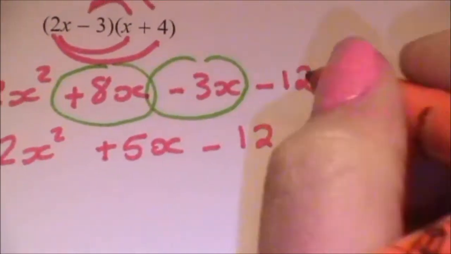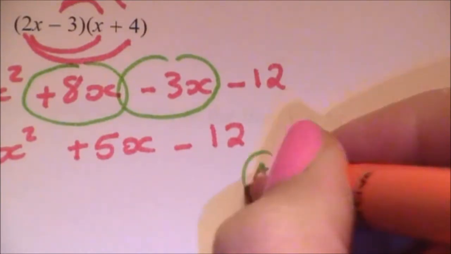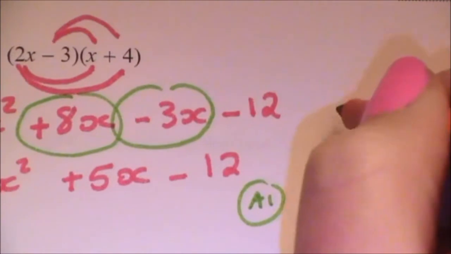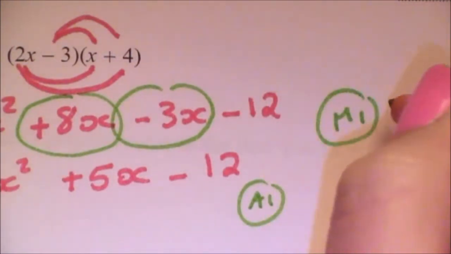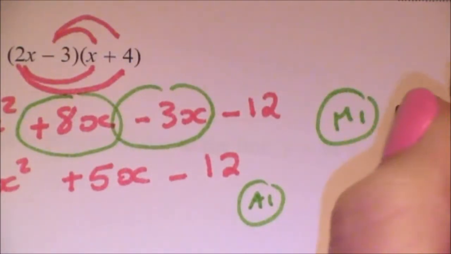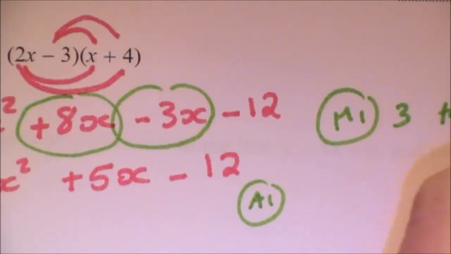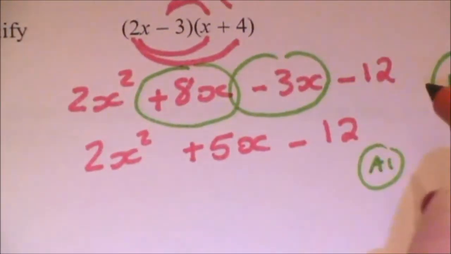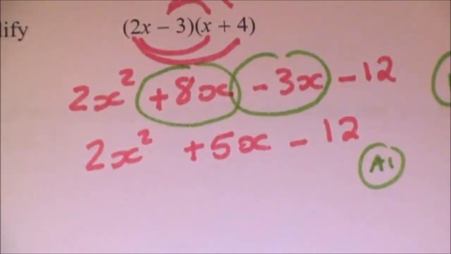2-mark question. Obviously you get an A1 for getting the actual answer completely correct. But you also get an M1 if you've managed to get 3 of the terms correct. So when you've expanded, you've managed to get 3 of those 4 terms correct.